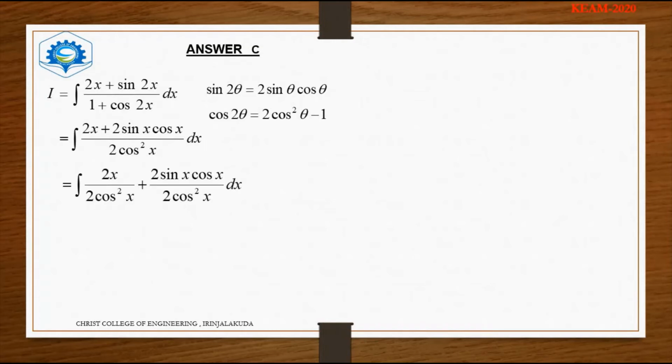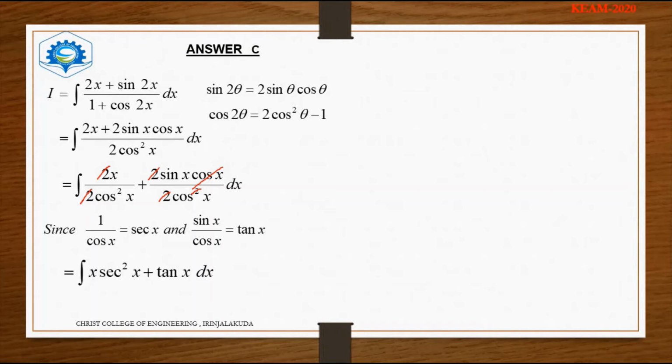Split the numerators. Okay, now after splitting, you may notice we have lots of common terms. Now you can cancel all the common terms. Cos x. Okay, after cancelling, what is 1 by cos x? Secant x. What is sin x by cos x? Tan x. So you can bring the denominators to the numerators. So you'll get x secant square x plus tan x.